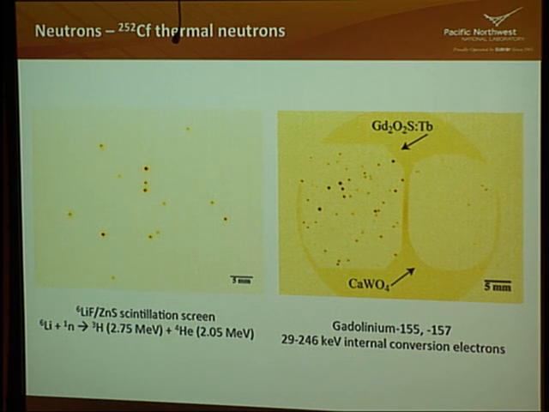Neutrons can also be detected with another material, gadolinium-155 and 157. This is a material called gadolinium oxysulfide, which is typically used in X-ray phosphors. Here's a material that we wanted to test to ensure that it's not as sensitive. In this product, you get what are called conversion electrons, with much lower energy, 29 to 246 keV versus the MeV types of particles, but we're still able to detect those with neutrons.